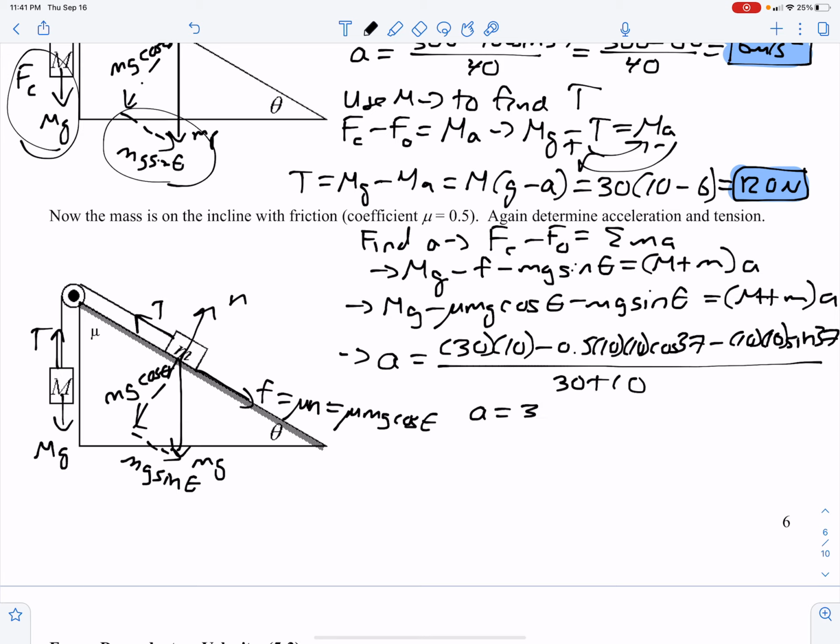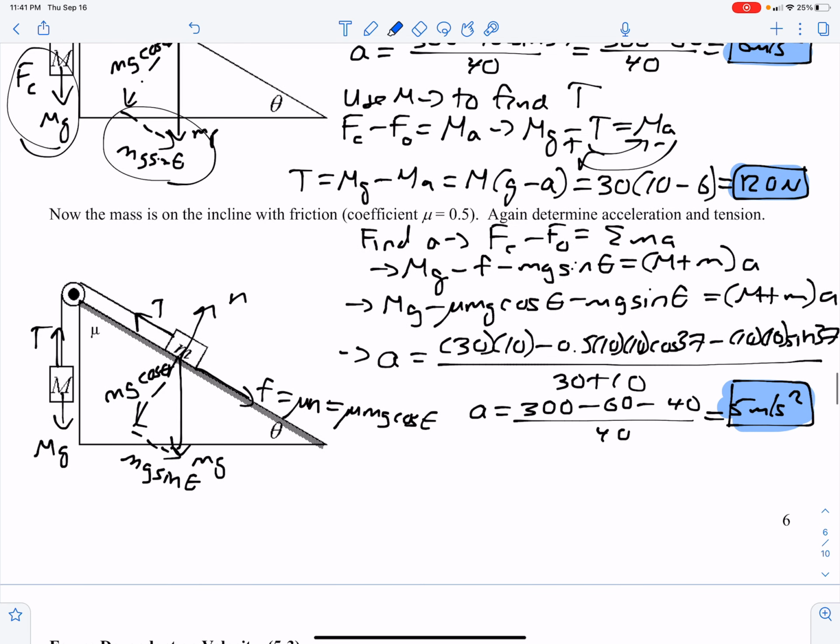So acceleration is going to be 300 minus 60 minus 40, all over 40. 300 minus 60 minus 40 is 200. 200 over 40 would be 5. Again, as we expect, as the net force goes down due to the resistance of friction, acceleration also goes down from 6 to 5.